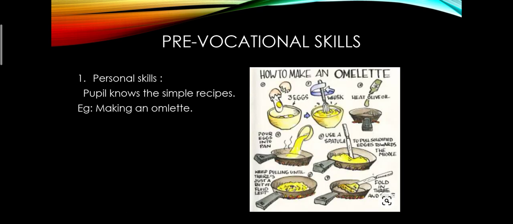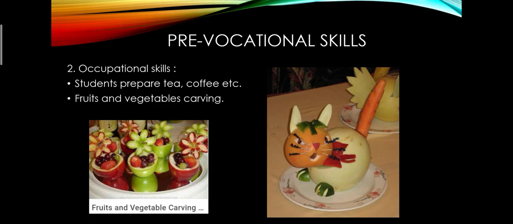First, the first pre-vocational skill is personal skill. Here the students know simple recipes. For example, making an omelette. The process is shown in the picture. Then making a pancake, making tea, making coffee. Like that, these are the simple recipes that the students can get from this lesson. Then the second pre-vocational skill is occupational skills. Students prepare tea, coffee, etc.